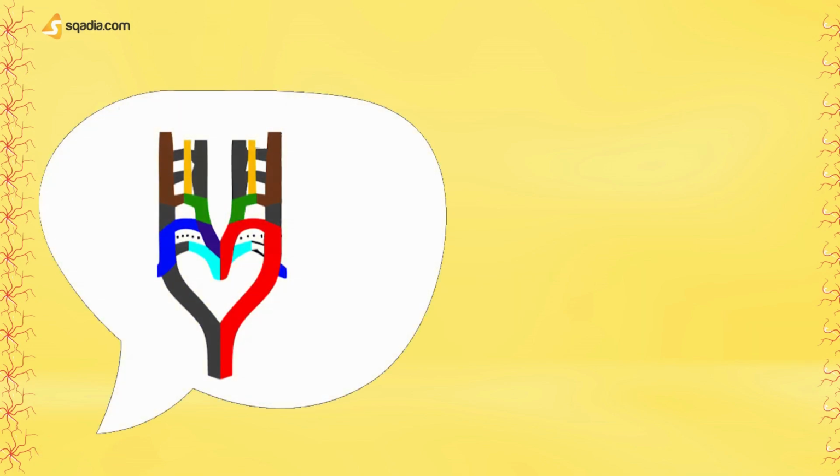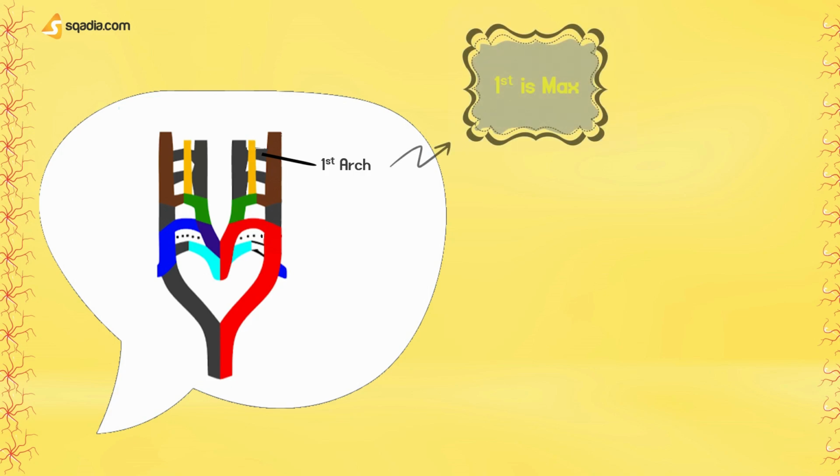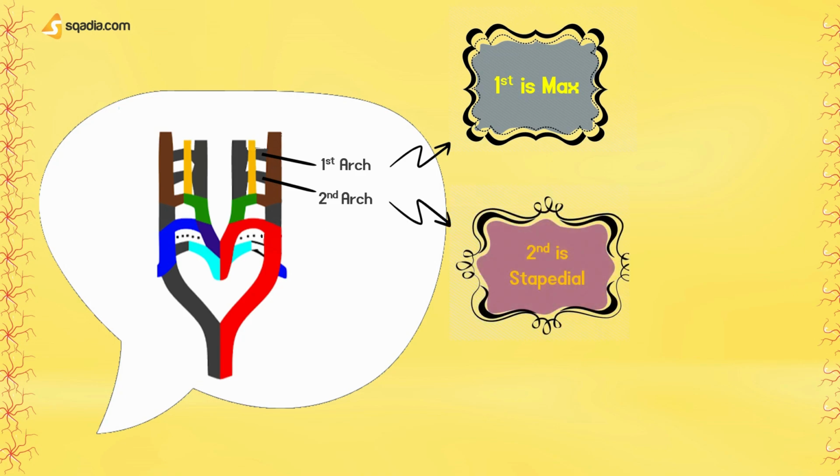As we know, aortic arch 1 becomes the maxillary artery. So, first is max. Max is 1, maxillary. I repeat: first is max, and max is 1, maxillary. And we also know that aortic arch 2 becomes the stapedial artery. Second is stapedial.